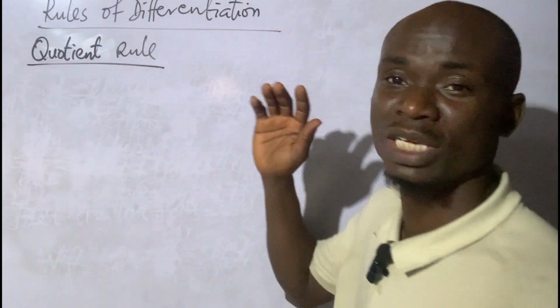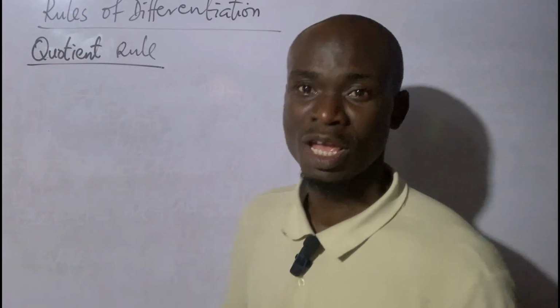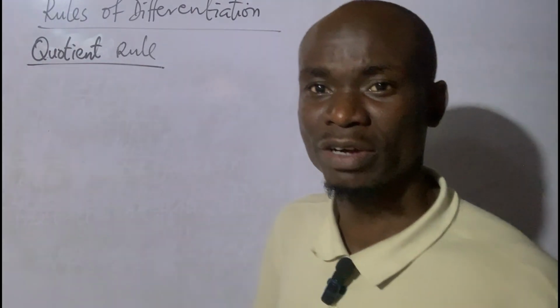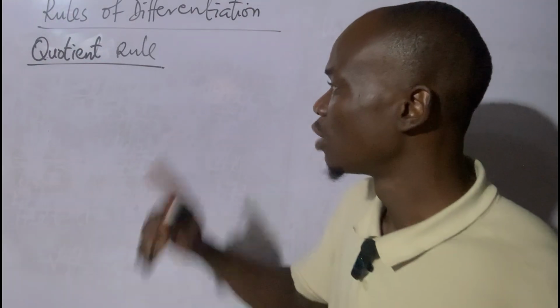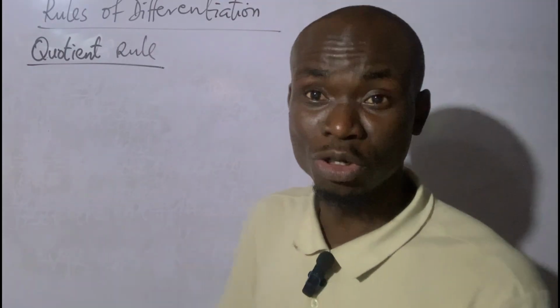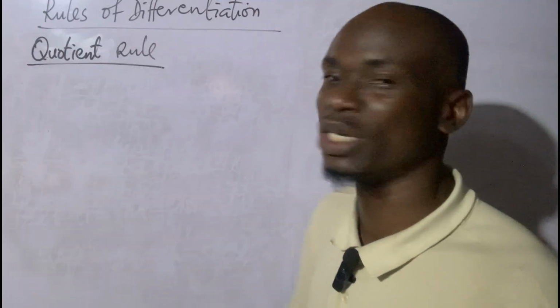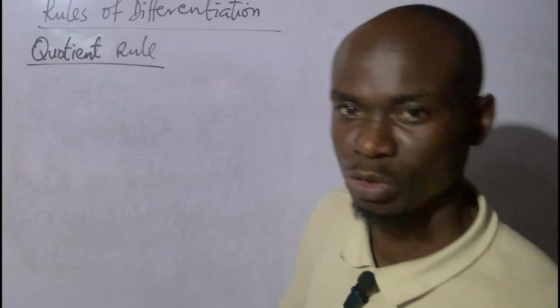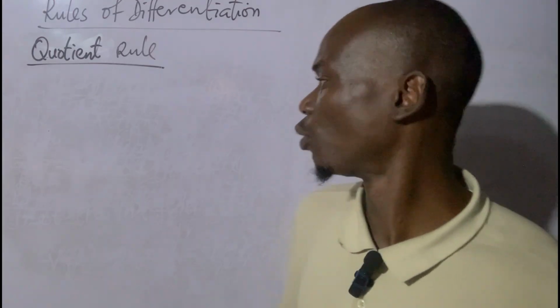Today we are going to be looking at the third rule of differentiation. We have looked at the first rule, which is the general rule or polynomial rule. We have looked at the second rule, which is the product rule. And today we are looking at the quotient rule. The quotient rule. What did it say?